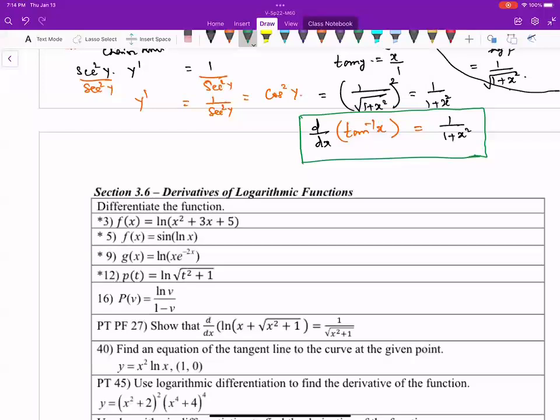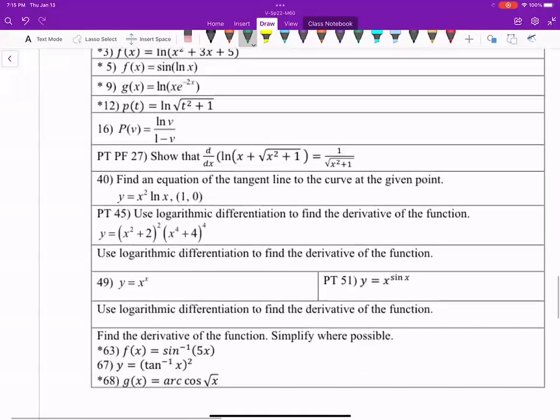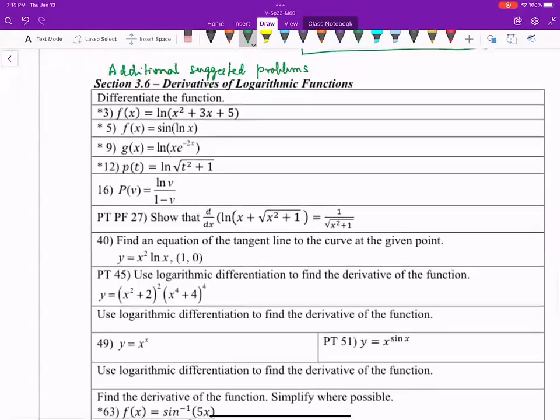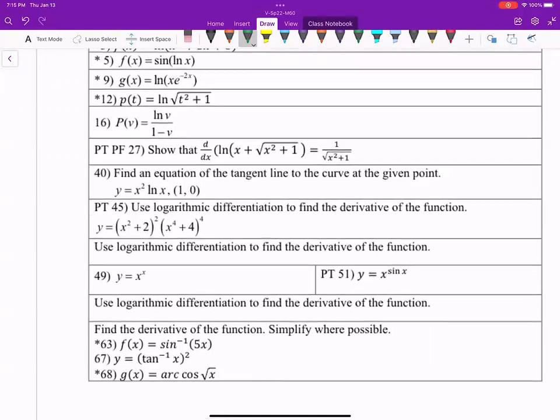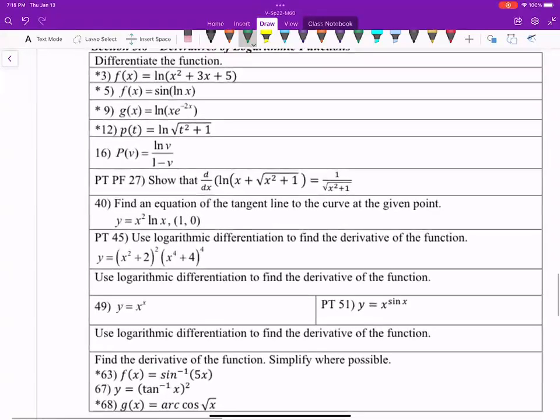Let's say derivatives of logarithmic functions. There are some additional suggested problems from the exercise. All right, there are some problems here which are marked star, which are homework questions. Some of them will say practice test, practice final, and some of them are just ones you have to learn for the methods. We will do a couple of problems from here, some of them for logarithmic, some of them for inverse. You might see some of these problems which are already done in the chapter videos. Please check them out, or in the practice exam videos I've already done.